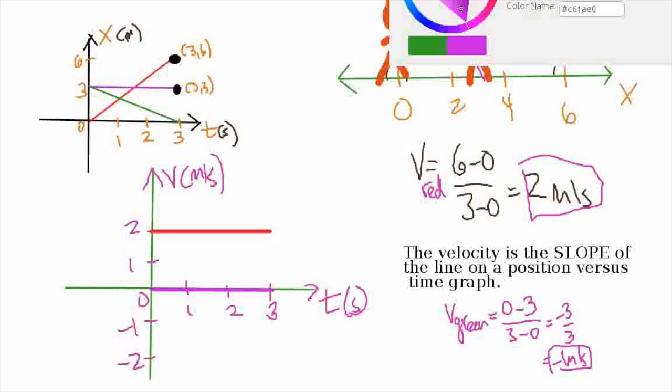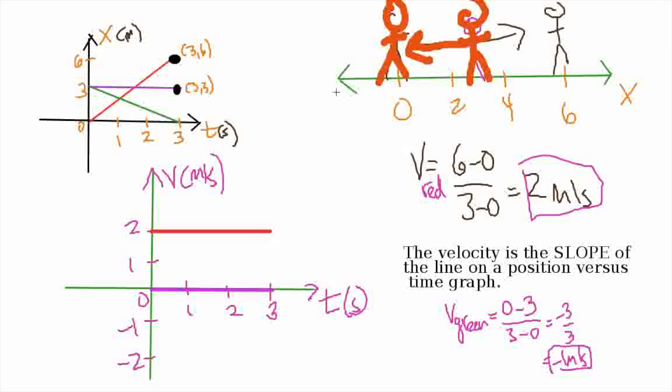And then the green, that one had a negative 1. So a negative slope on the position versus time graph will give us still a horizontal line, but it's below the horizontal axis. You see that? Those are the velocity graphs that correspond to the position graphs.